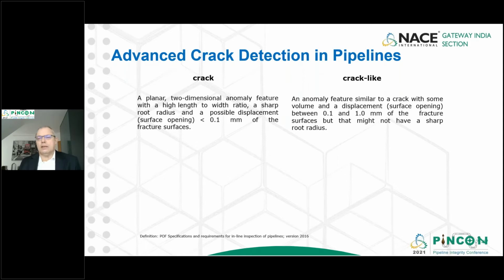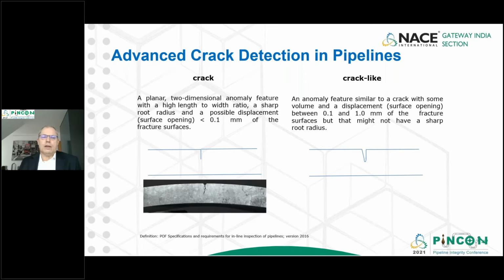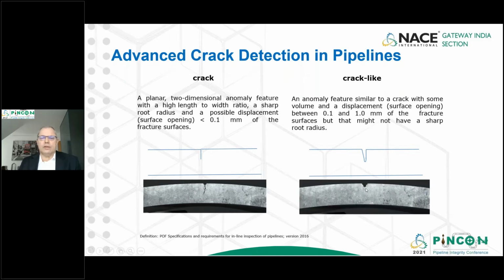How does this look in reality? You can see here a schematic of a pipe wall and a crack, which is a disturbance in the metal grid, which does not necessarily have an opening. Whereas a crack-like feature has a distinct opening, as it is written in the definition, of 0.1 up to 1 millimeter. In reality, you can see here what would be called a crack, and here a crack-like feature. This is important to remember, and I will come back to this a little bit later in my presentation.